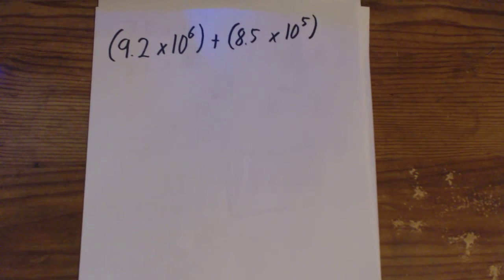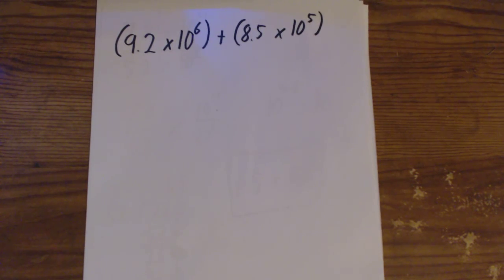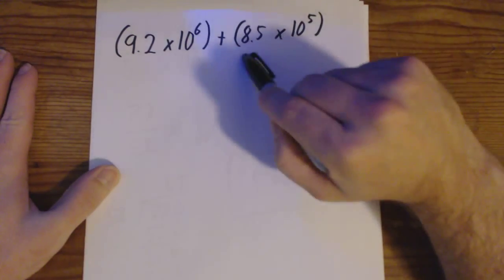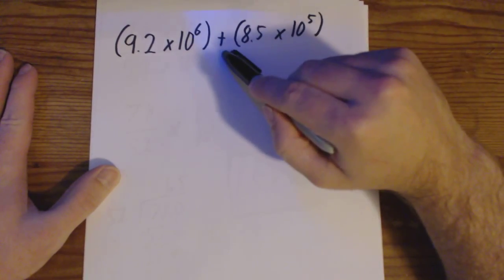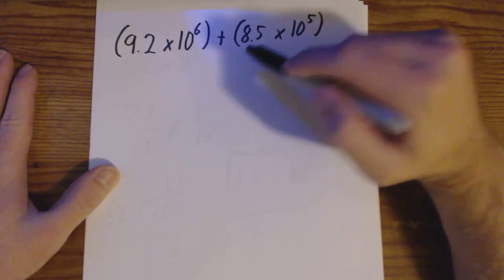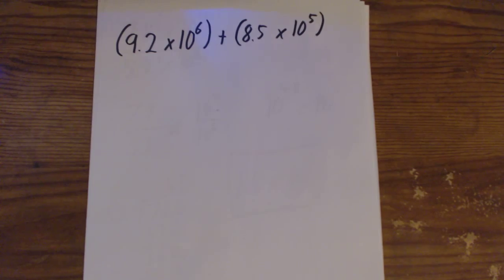Now, a place where it might be a little bit easier at first to write them out explicitly is something like this. The difference we have here, again, we have two numbers in scientific notation, but this time we are adding them instead of multiplying or dividing. That changes things. So for this one, I'm going to write it out explicitly.